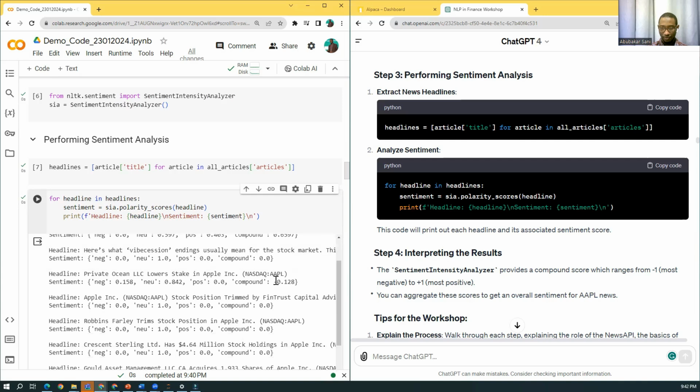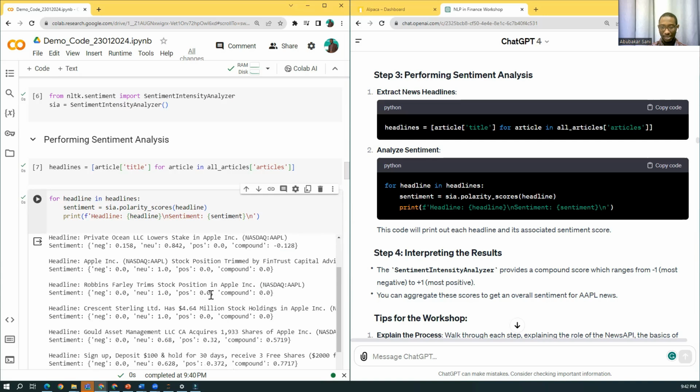Okay, so this is negative, 12.8% in the negative direction. So people are not happy because of what happens with Private Ocean LLC lowering their stake in Apple. However, it's still not overwhelmingly negative. It's just 12.8% in the opposite direction. I want at least minus 50%.